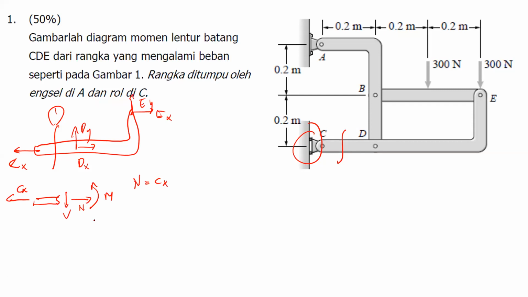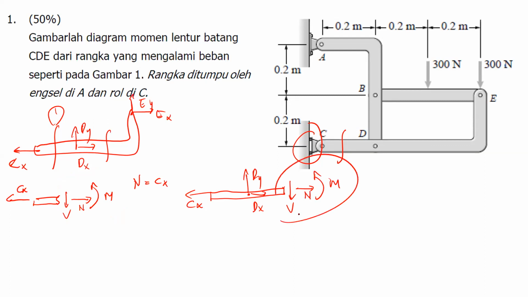But remember this direction, okay? This is the direction there. Now the second cut, for the second cut, the free body diagram will be like this. Okay, there will be Cx and around here there will be Dy and Dx. Same, we have to solve for N, V and M there. And the positive direction is like this. Okay, remember that.